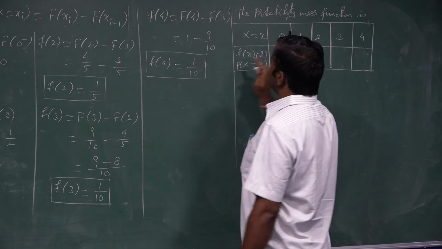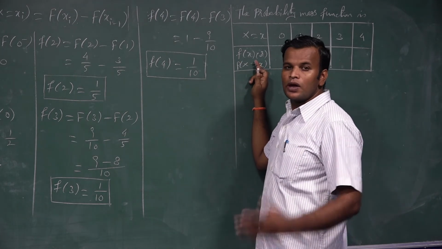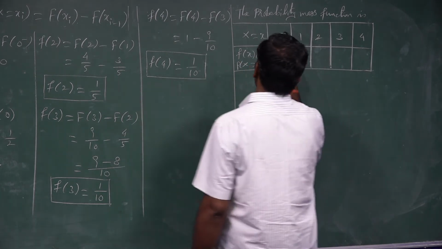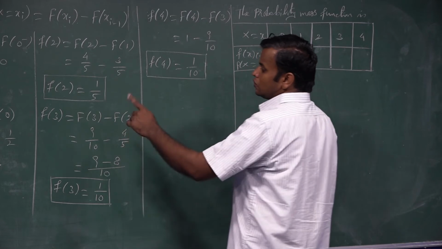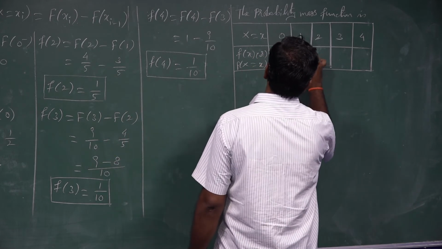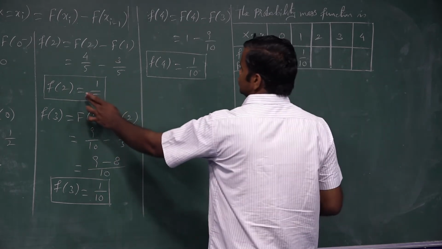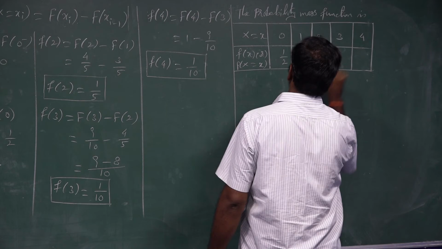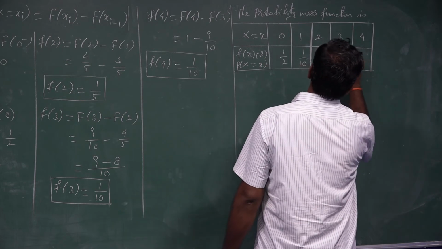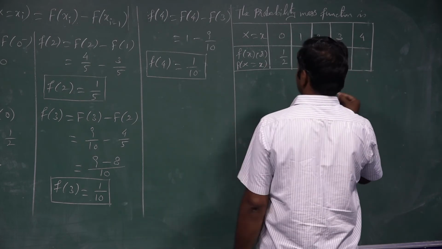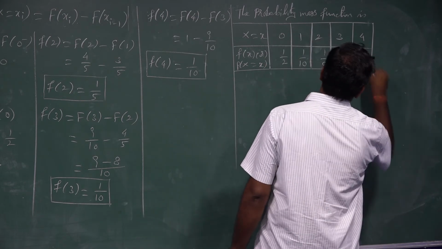When x is equal to 0, we already found that f of 0 is 1 by 2. When x is equal to 1, the probability value is 1 by 10. When x is 2, the probability value is 1 by 5. Here it is 1 by 10, and the last one is also 1 by 10.